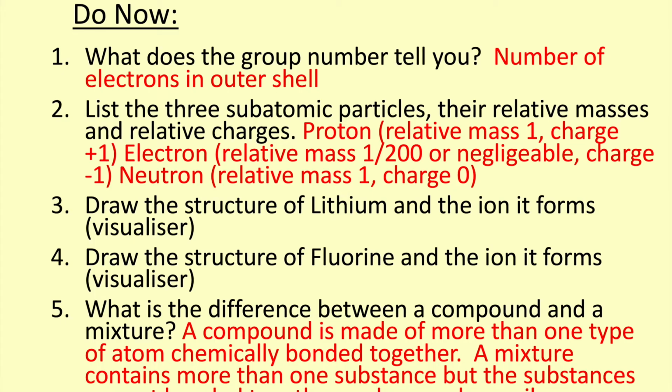And then finding the difference between a compound and a mixture. So a compound, for example, carbon dioxide, this is made of more than one type of atom chemically bonded together. So in carbon dioxide we have 1 carbon atom which is chemically bonded to 2 oxygen atoms. And then a mixture such as salt water, that contains more than one substance, so in this case salt and water, but the substances are not bonded together, and so we can separate these easily.